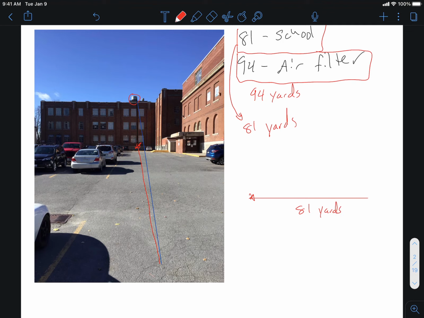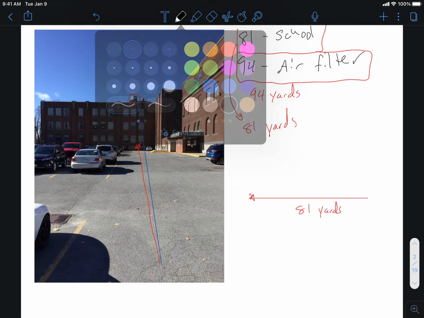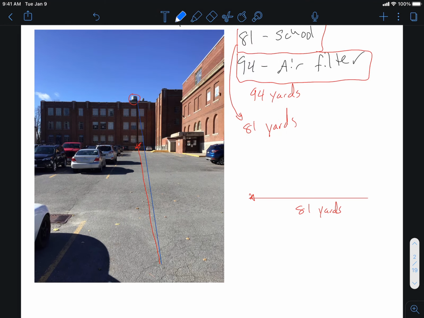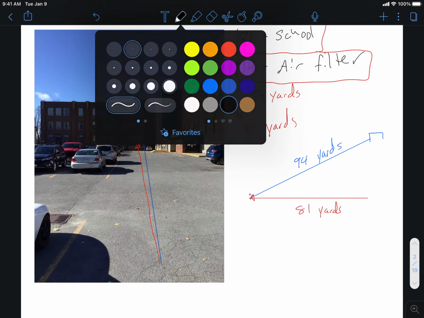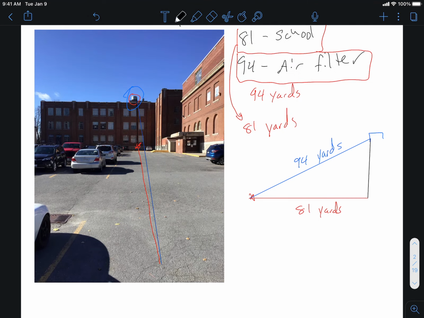Then I looked up and measured, and now my rangefinder is telling me that it's 94 yards when I look up at the air filter or whatever that is. Essentially what I've created is this triangle, because the building is still standing right here. Okay, I'm going to purposely do something here.